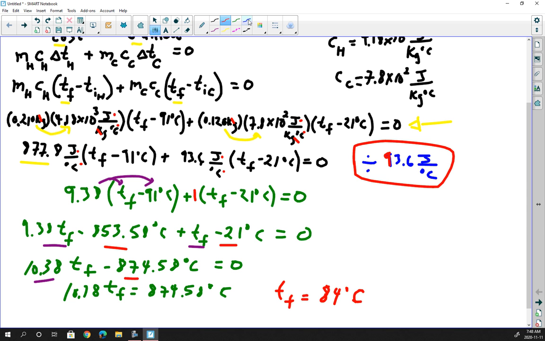What do I do next? Well, what I do next is I take this degree Celsius term and bring it to the other side, and it becomes positive on this side. What do I do finally? At the end, I'm going to divide by 10.38 on both sides, and I have a final temperature right here of 84 degrees Celsius. So there you have it.